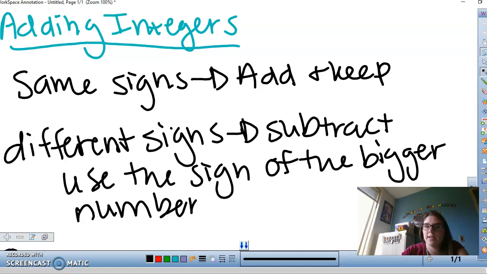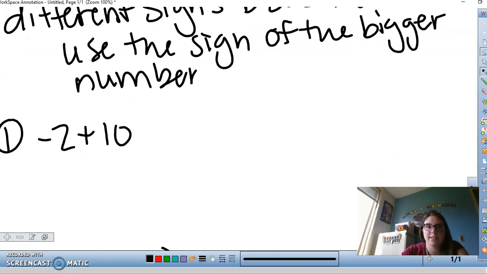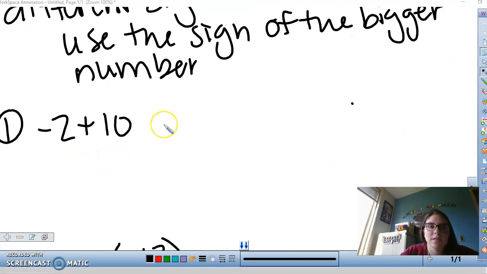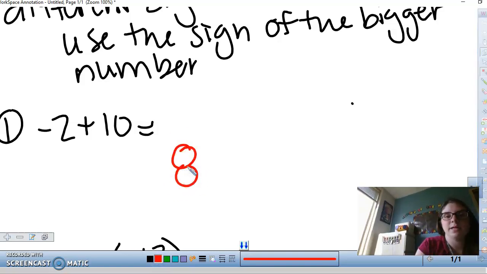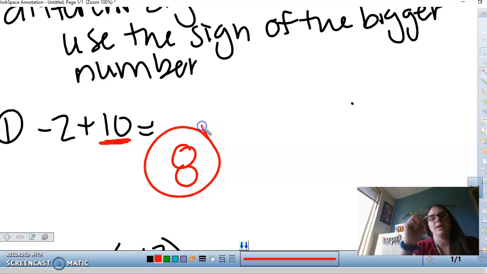So if we're looking at this first example, it says -2 plus 10. So I can see that those are different signs. Since I know that they're different signs, I know that I'm going to subtract. So I'm going to have 10 minus 2 is going to equal 8. And then I use the sign of the bigger number. I know 10 is bigger than 2 and the 10 is positive, so the 8 is going to stay positive.